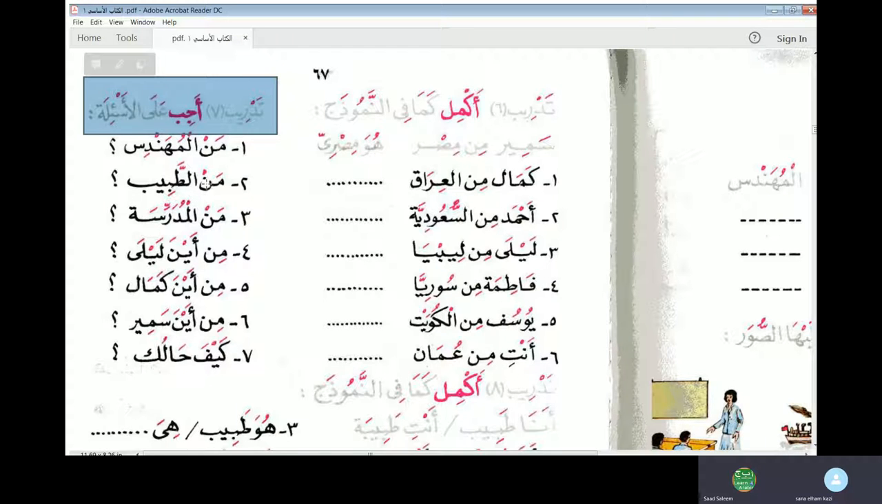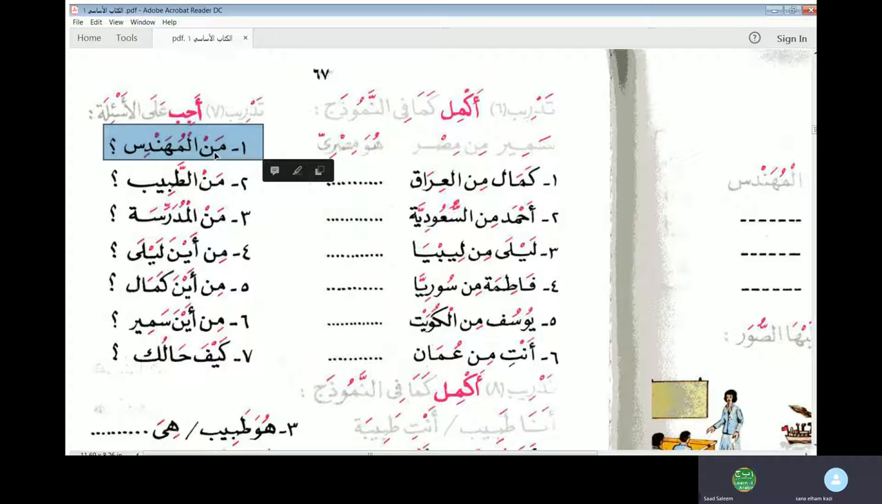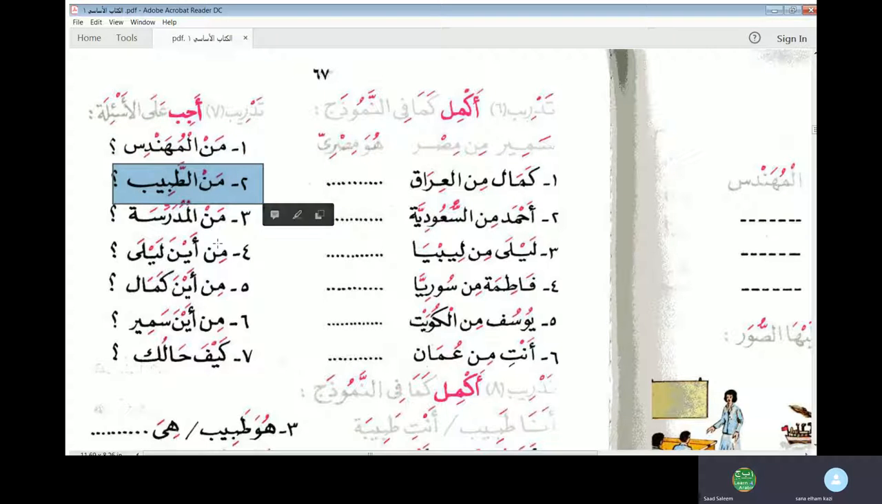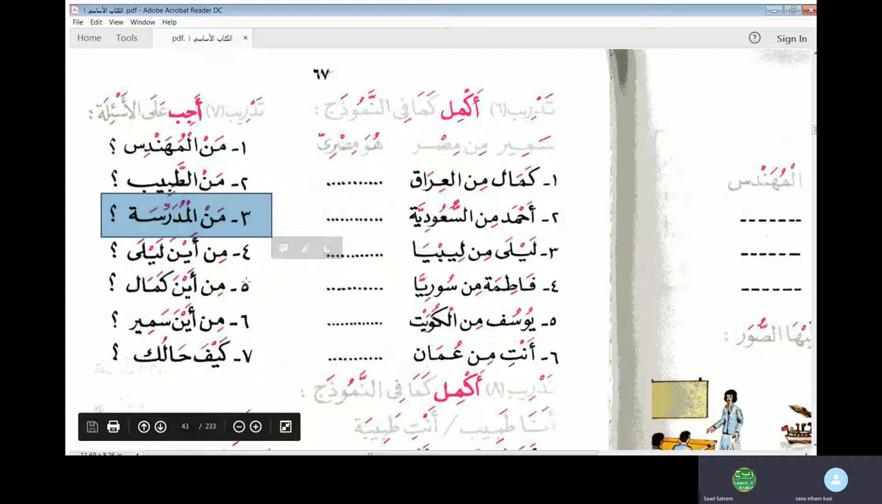أجب على الأسئلة. Answer the questions. من المهندس؟ Who is the engineer? I think Samir is the engineer. Samirun al-muhandis. Samir is the engineer. Man at-tabib? Who is the doctor? Ahmadu at-tabib. Ahmad is the doctor. Manil mudarrisa? Who is the teacher? Layla al-mudarrisa. Layla is the teacher.